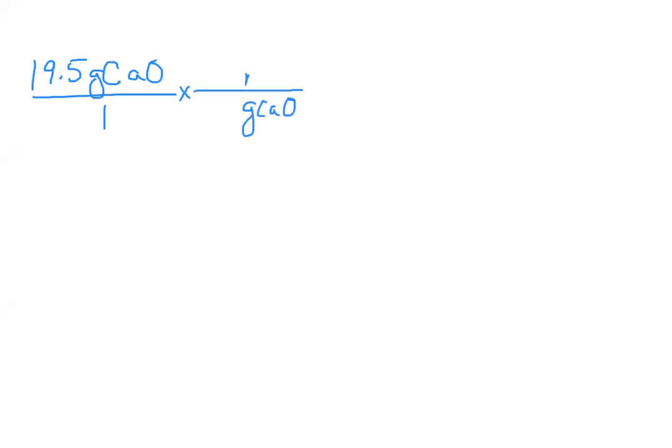All right, we are given 19.5 grams of calcium oxide. Okay, you always start with what you're given. And when you're given grams, you have to change it to moles. That's always the first step.